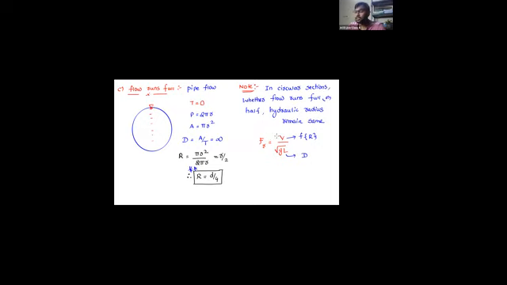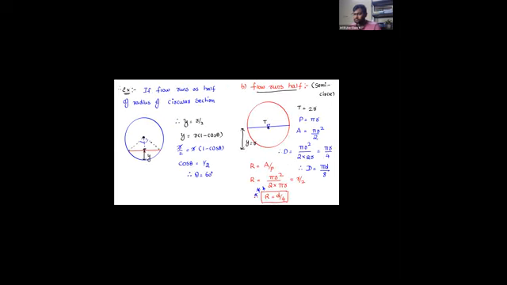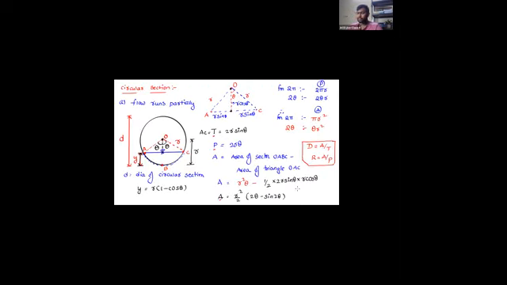And for the given section, what is the hydraulic radius and what is the hydraulic depth? Please have a look, and now we'll see the classification of flows. So please have a look once. If you have any doubts.